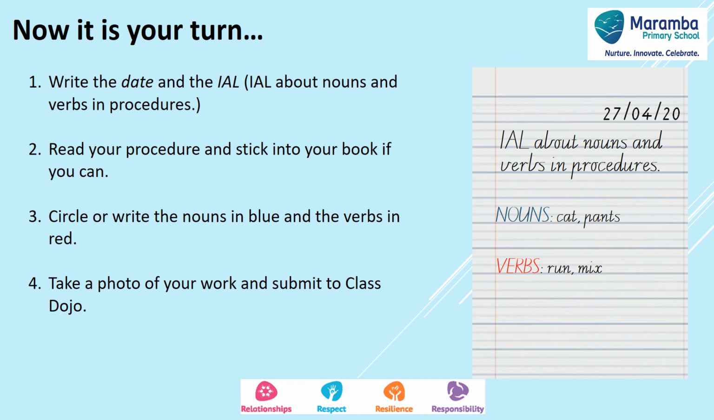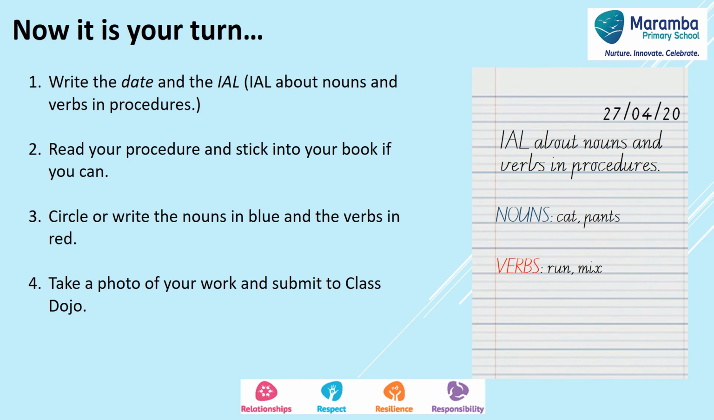Write in blue the word nouns, and then all of the nouns that you can find, use your normal writing pencil to write them. And then verbs in red, and write all of the action words, the verbs, in pencil next to that. Take a photo of your work and submit it to Class Dojo.